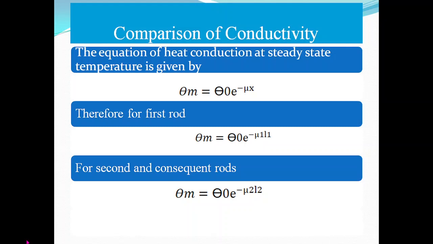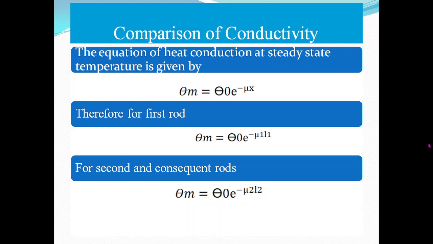For the second rod, theta m is equal to theta 0 into e raised to minus mu 2 into L2. Just as I have explained, up to length L2 for the second rod, the wax is melted. That means up to length L2 the heat is conducted, and at that point L2 the temperature of the rod is theta m, equal to the melting point of the wax.